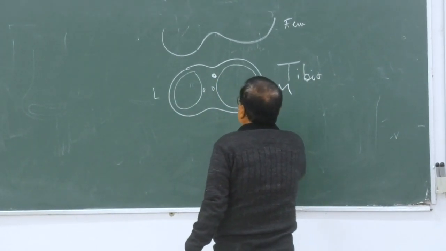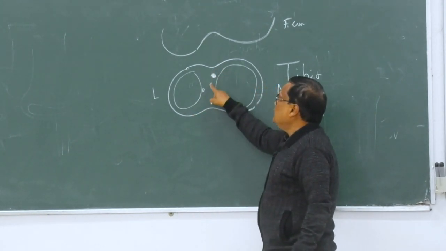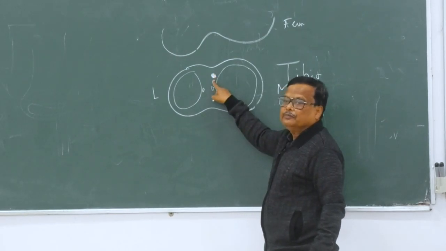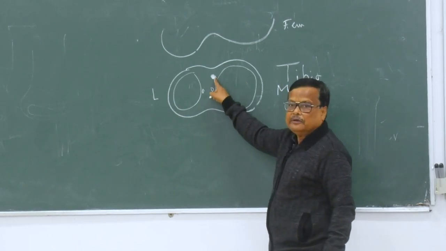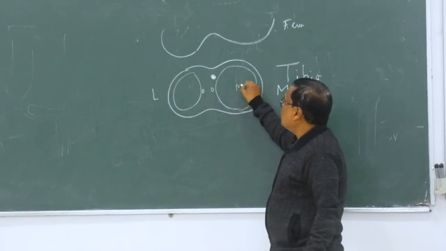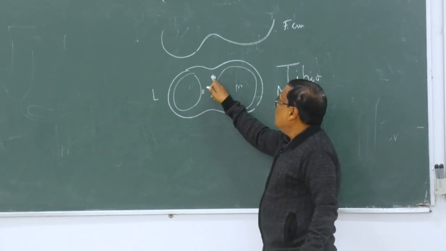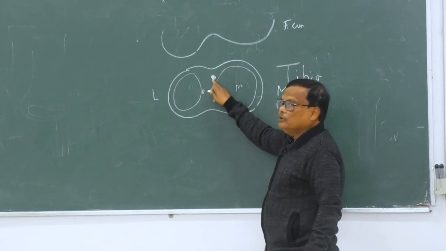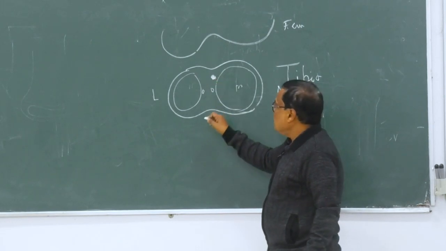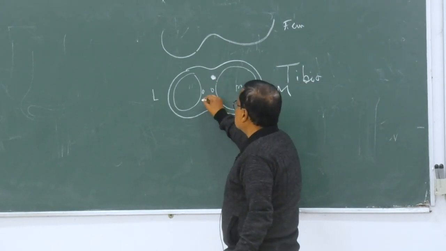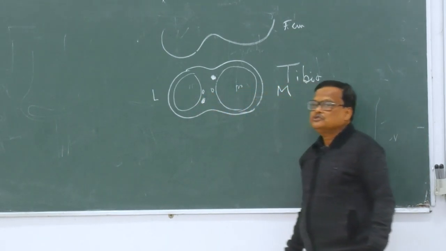So the anterior cruciate ligament is attached to the anterior part of the intercondylar area of the tibia. That means it is attached to the lateral aspect of the medial condyle of the tibia. And the posterior cruciate ligament is attached here, to the posterior part of the intercondylar area of the tibia.